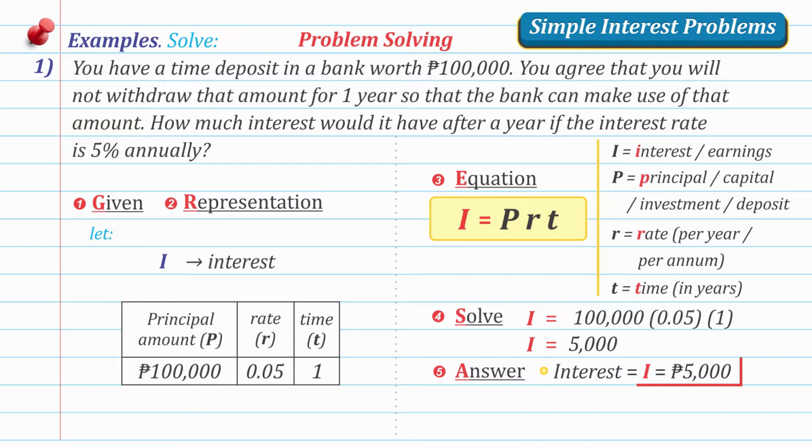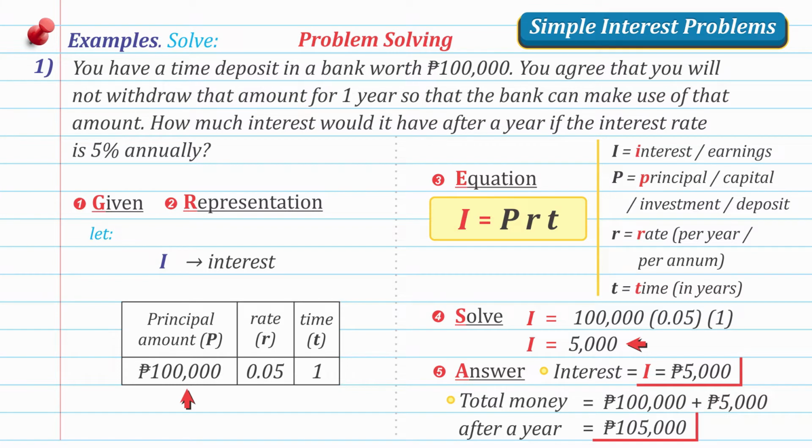Now, just in case you would be asked, how much total money would you have after a year? Syempre, you get that by simply adding the computed interest to the principal. Hence, after a year, you will have a total of 100,000. Yun yung pera mo nung una. Plus yung kinita na 5,000, edi 105,000 total in your bank account.